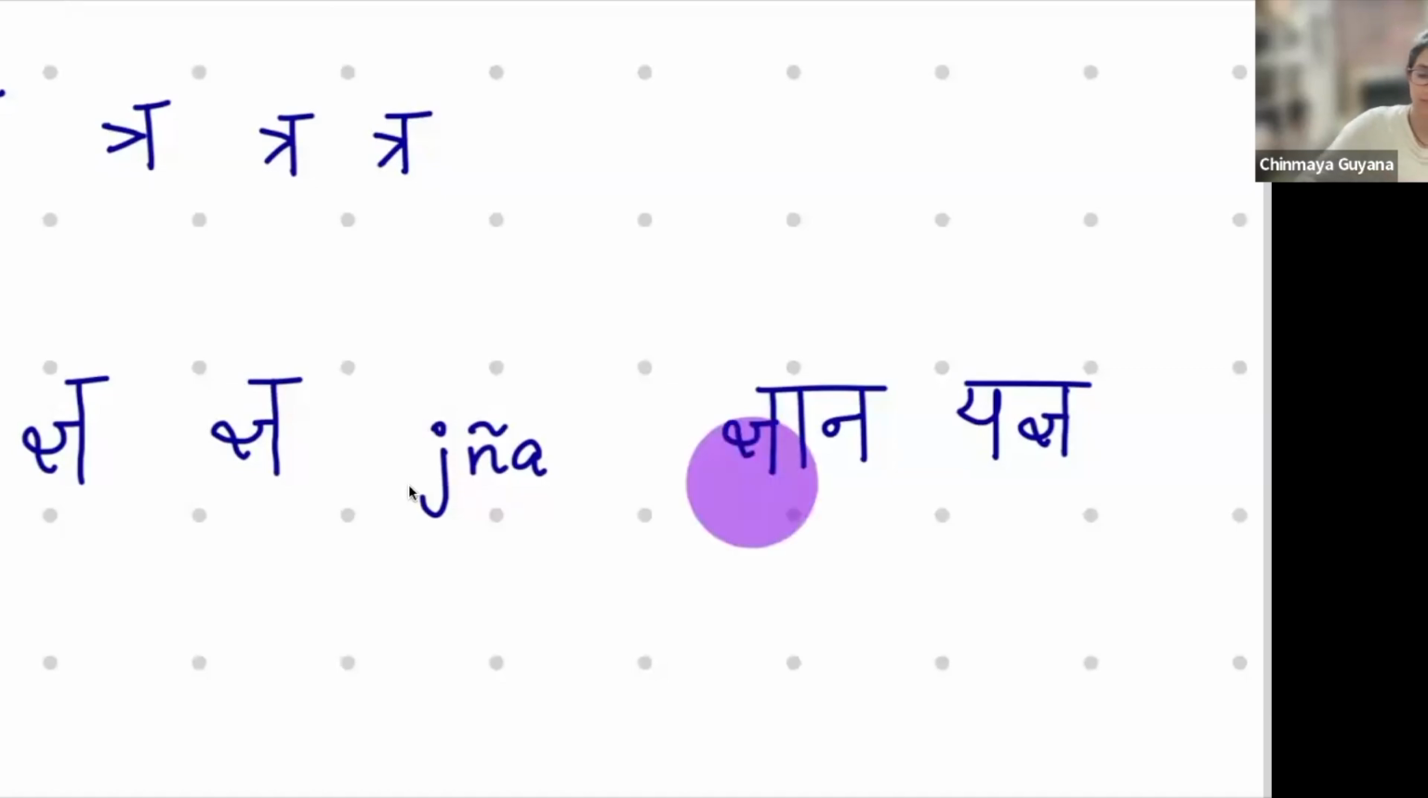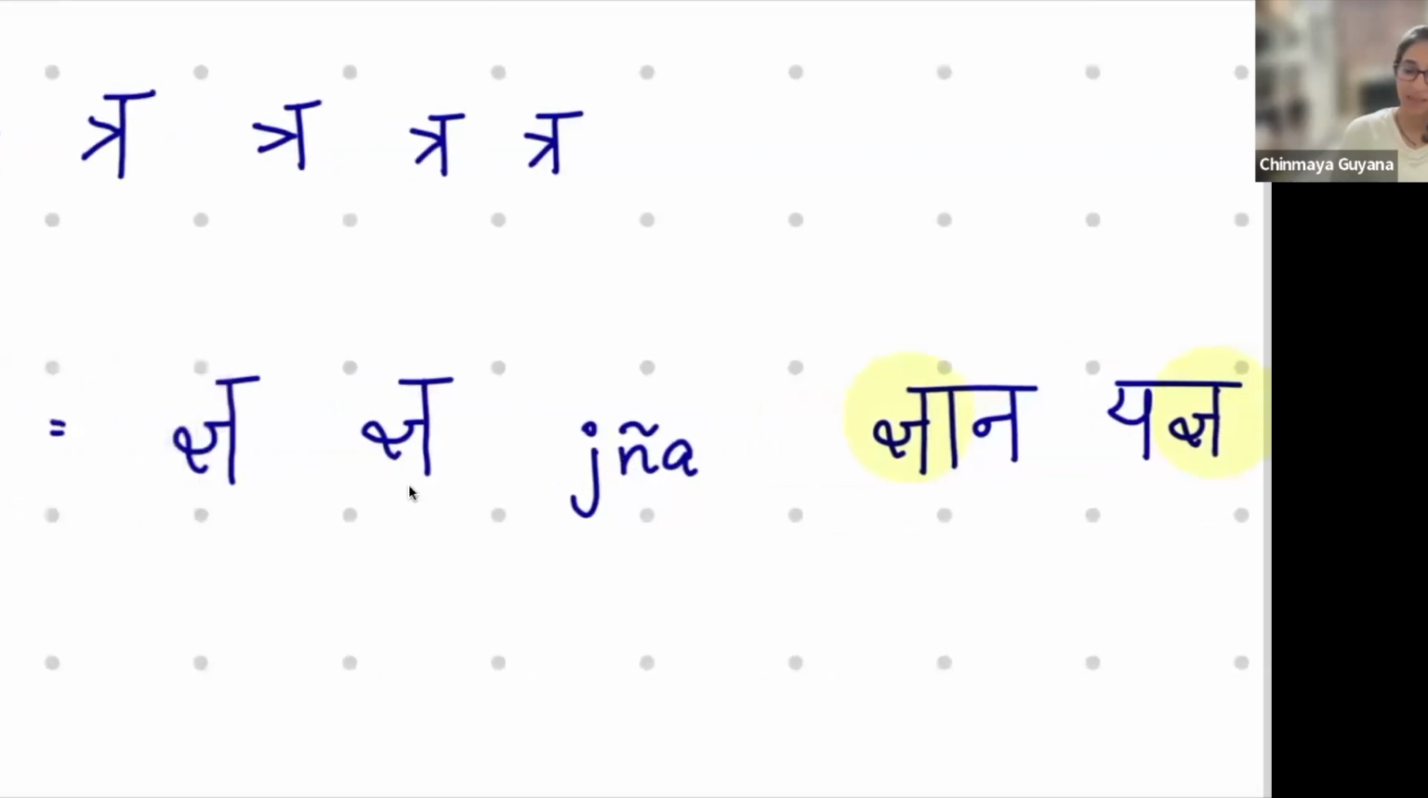We just did this letter, so that part should be easy. Nya, na, ya, nya. Jnana yajna. In Sanskrit, it is not gyan yagya or any other variation of that type. It's jnana yajna. That is how it is written and read in Sanskrit. Okay?